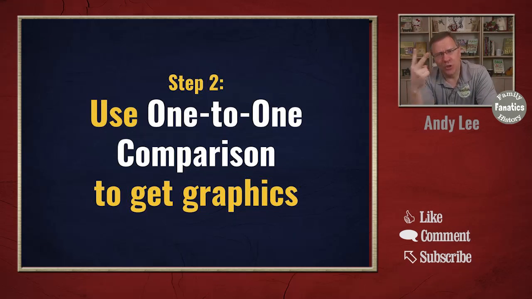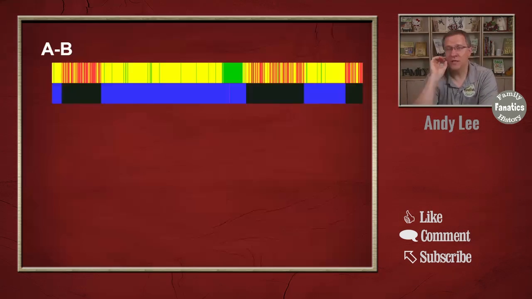Now, step two, after you have everything uploaded to GEDmatch, is you want to use the one-to-one comparison to get the graphics. And in this case, since you only have two people, you only really need the one graphic for each one of those chromosomes. Whereas when we had three people, we needed three different graphics to get all the comparisons. So here is my graphic of my two people, person A and person B.